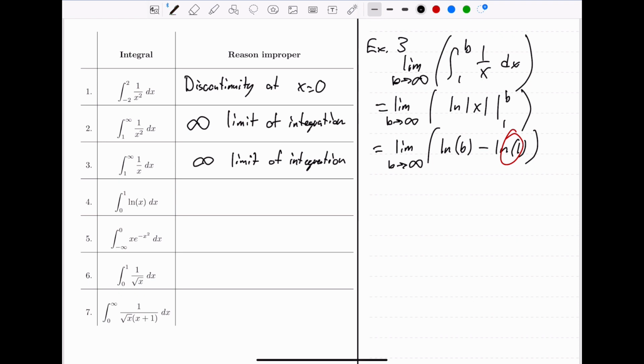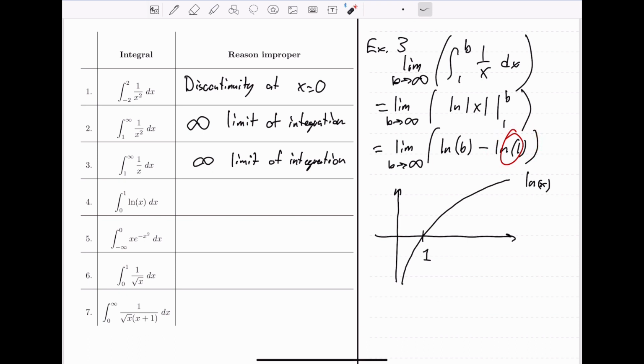Let's quickly sketch the natural log function so we can evaluate this limit. Natural log function looks something like this. Now, this is a graph that you want to be comfortable with, familiar with. You want to be able to draw this sketch quickly. This is what the natural log function looks like. When x equals 1, natural log of 1 is 0. That's why we had a 0 here.